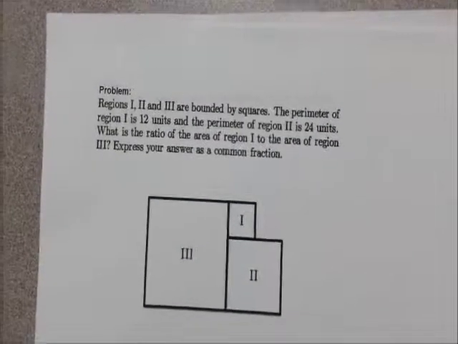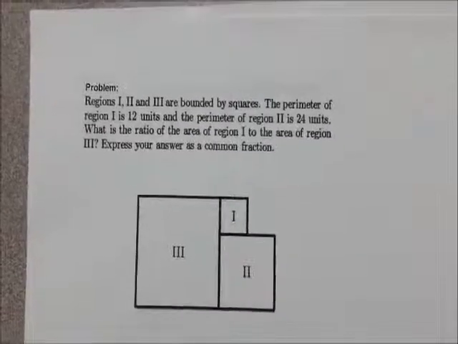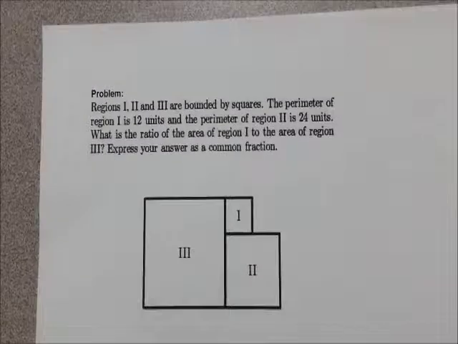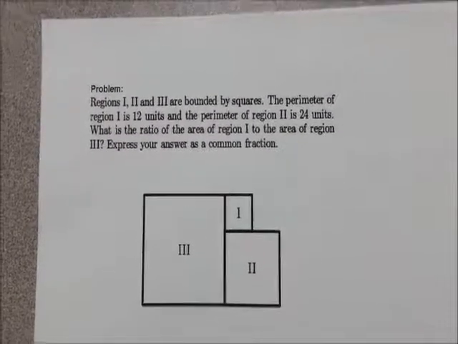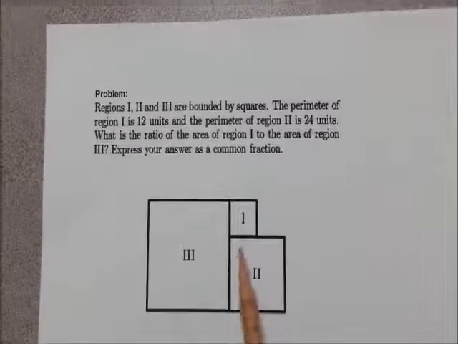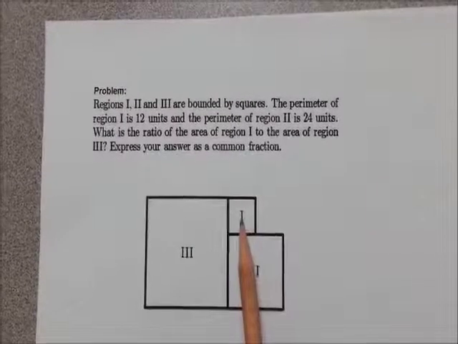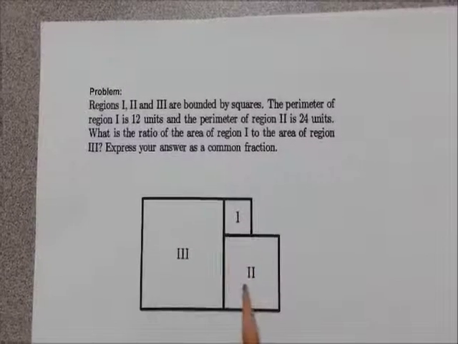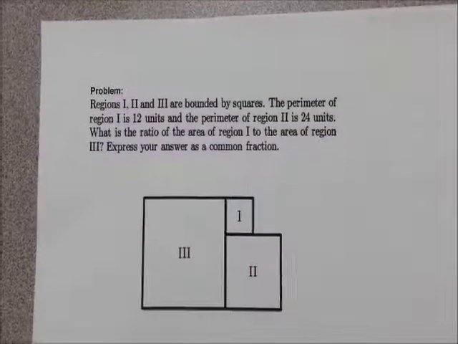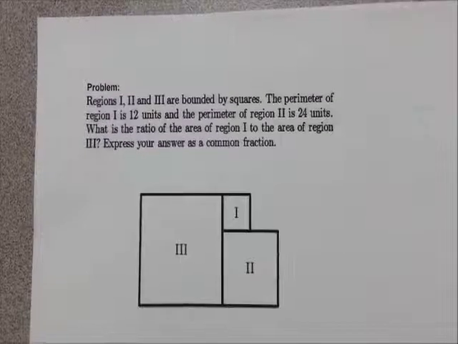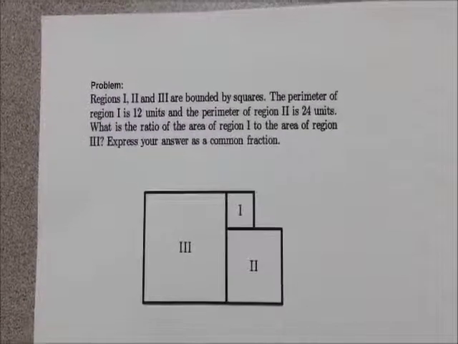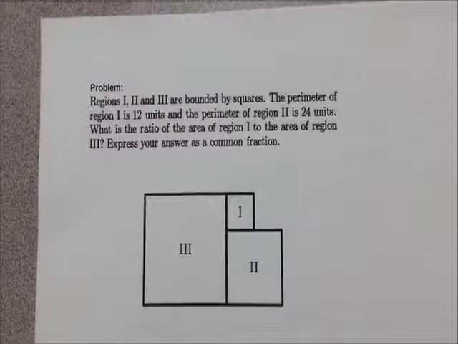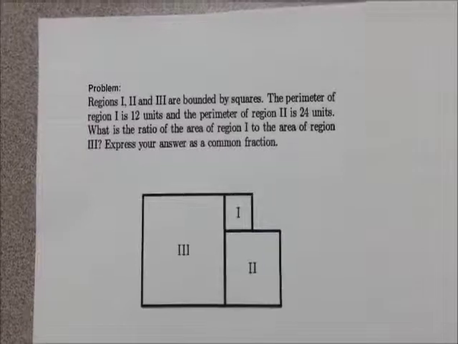Our second problem is, regions 1, 2, and 3 are bounded by squares. The perimeter of region 1 is 12 units, and the perimeter of region 2 is 24 units. What is the ratio of the area of region 1 to region 3? Express your answer as a common fraction.